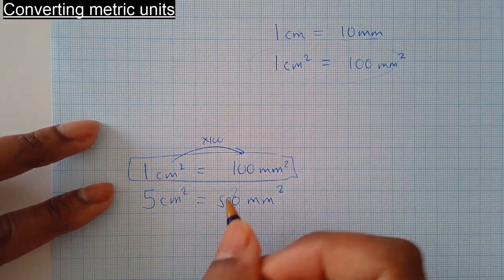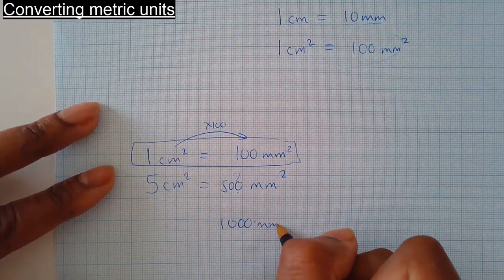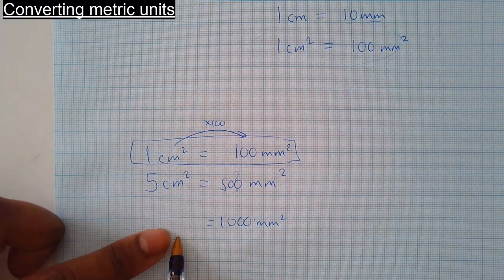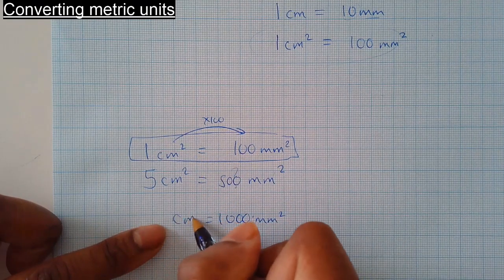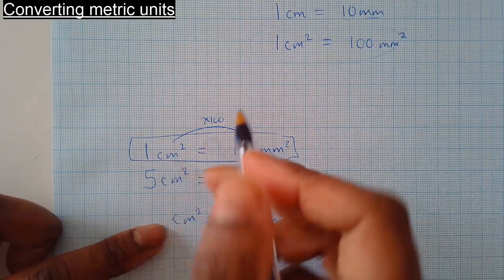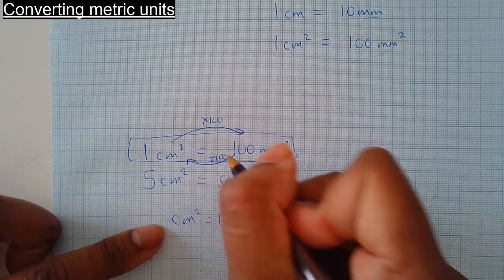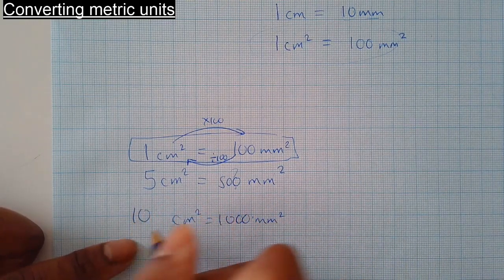And if you're going backwards, let's say you got 1,000 millimeter squared, and you want to find out what is the value here. So we're going from millimeter squared backwards to centimeter squared. So we're going the other way, so it'll be divide by 100. So divide by 100, that'll give you 10 centimeter squared.